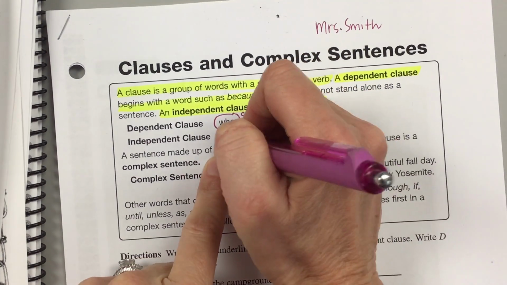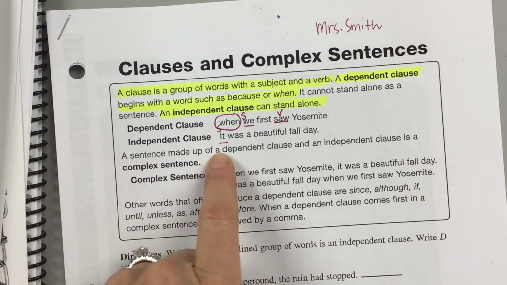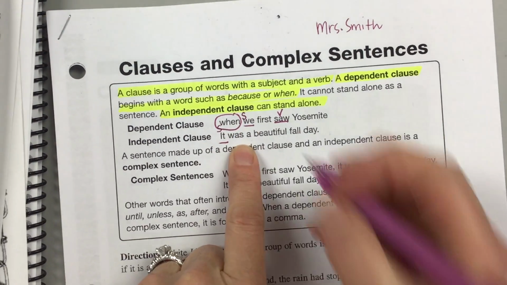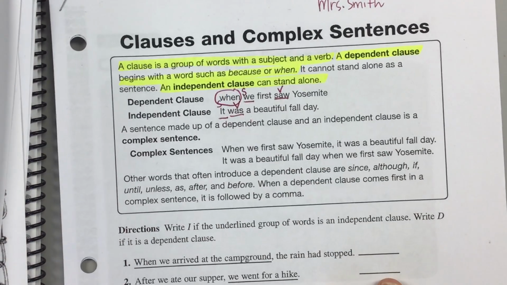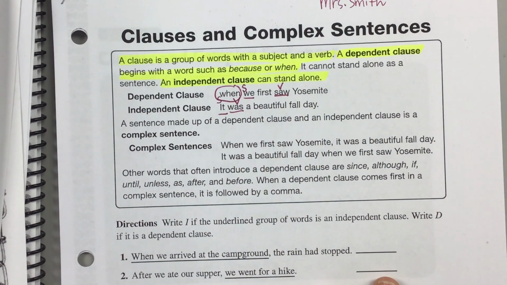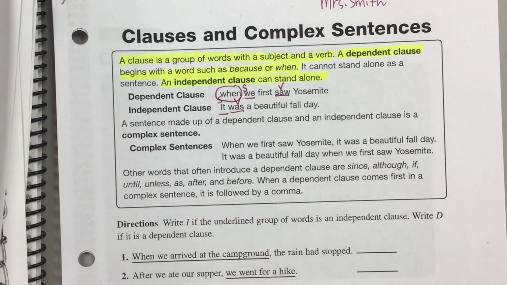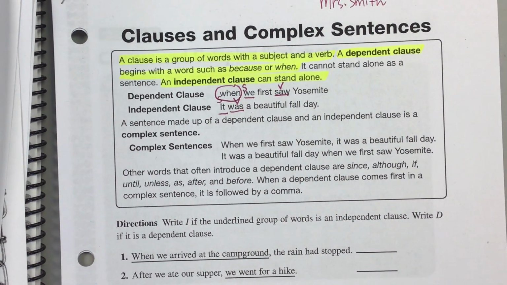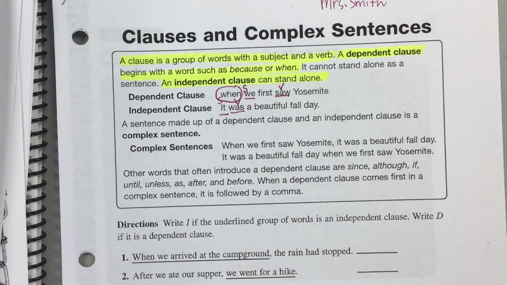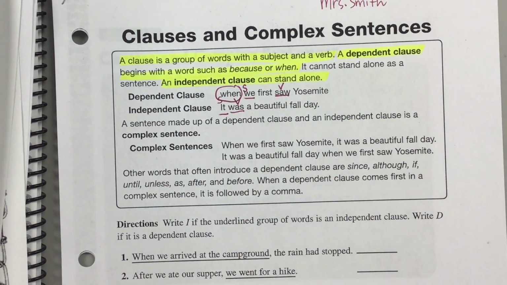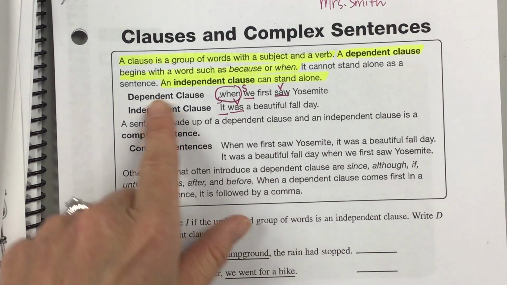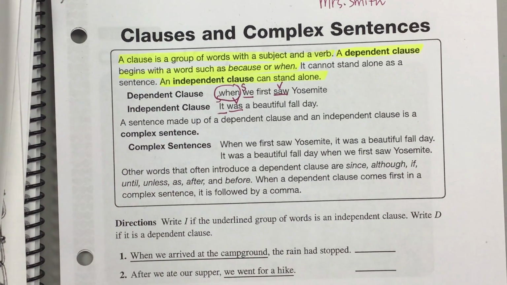It. Okay, so that's our subject. What is being said about it? It was. That's our verb. It's a linking verb. Was beautiful. Was a beautiful day. Okay? Now, if I just said to you, it was a beautiful fall day, you could be like, yeah, it was. Right? Like, that's a complete thought. Okay? So that's the difference between our dependent and independent clause.